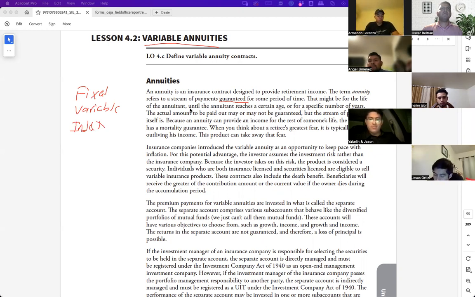That might be for the life of the annuitant, until the annuitant reaches a certain age, or for a specific number of years. The actual amount to be paid out may or may not be guaranteed, but the stream of payments itself is. Because an annuity can provide an income for the rest of someone's life, the contract has a mortality guarantee. Okay. The mortality guarantee, it's going to be different for women versus men. And what do you guys think? Why do you guys think that's the reason?